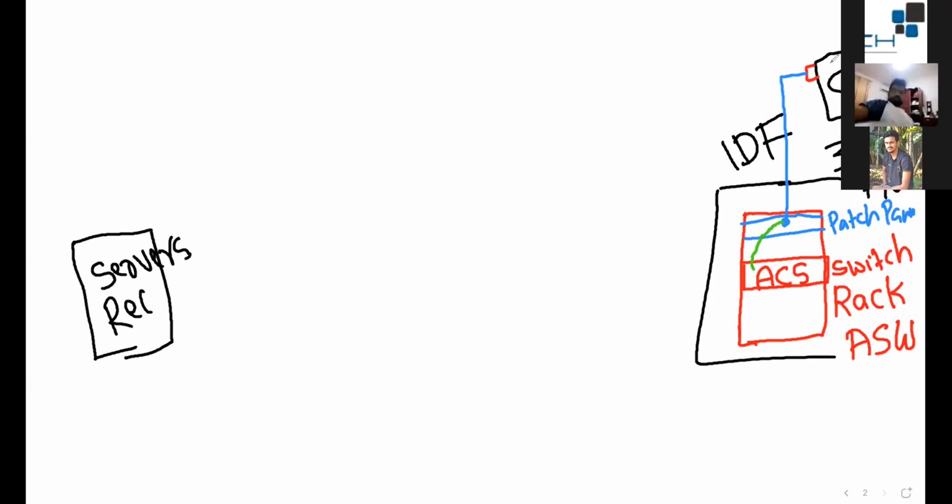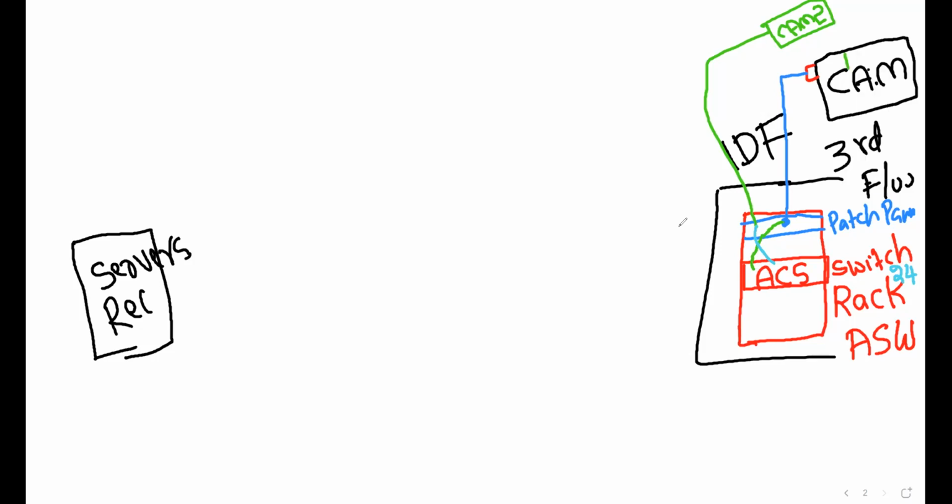This is camera 1. Same thing when you have camera 2: it will connect to your patch panel, and from the patch panel we'll connect it to the switch. Let's say you have a 24-port switch, you can connect 24 cameras.